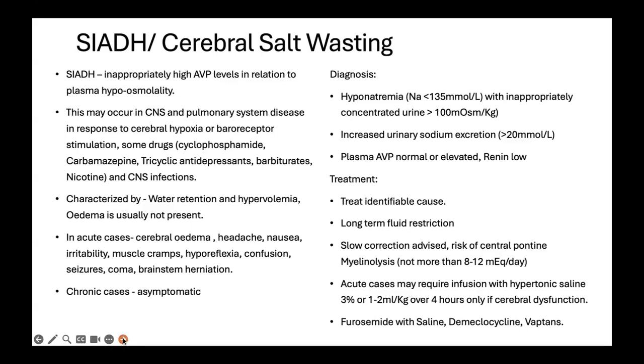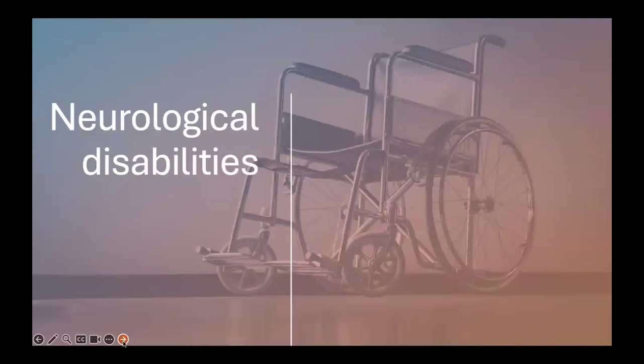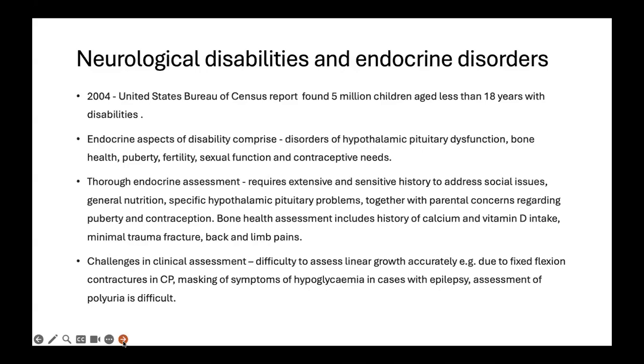Now, there is another big cohort of disorders which cause neurological disabilities. A large cohort of them do have endocrine problems. The endocrine aspects of disability comprise the ones that we have already looked at. In addition to that, adversely affected bone health, pubertal issues, fertility, sexual function, and contraceptive needs need to be addressed in these children. A thorough endocrine assessment requires an extensive and sensitive history to address general nutrition, specific hypothalamo-pituitary problems, along with parental concerns regarding puberty and contraception.